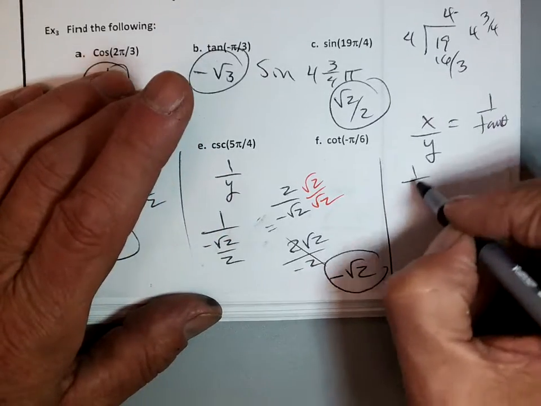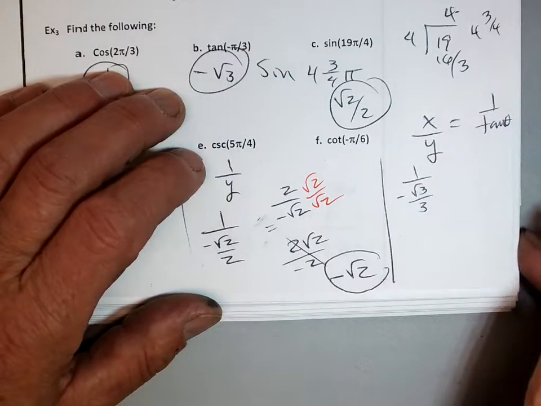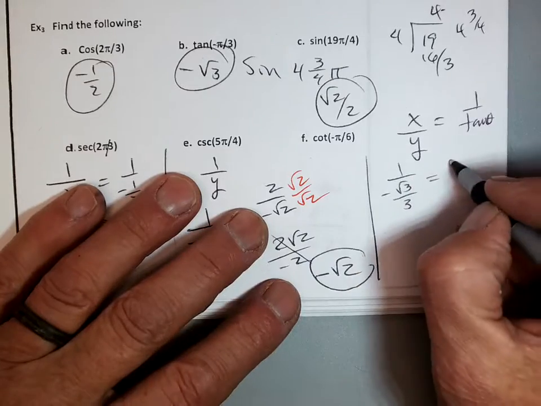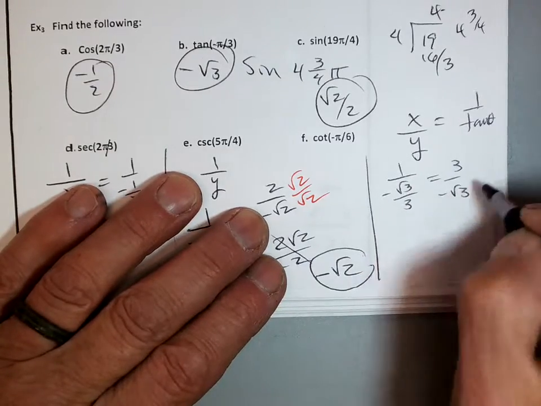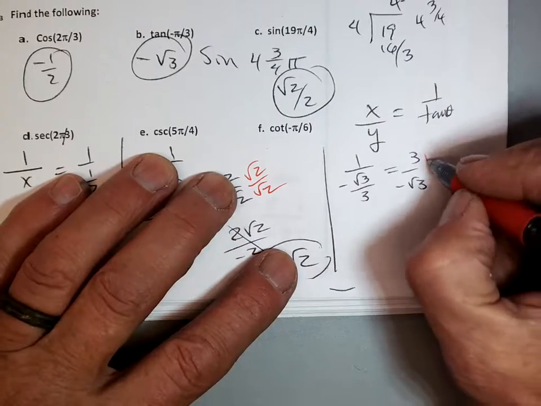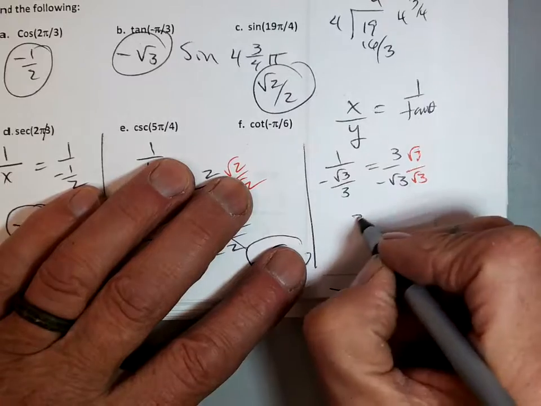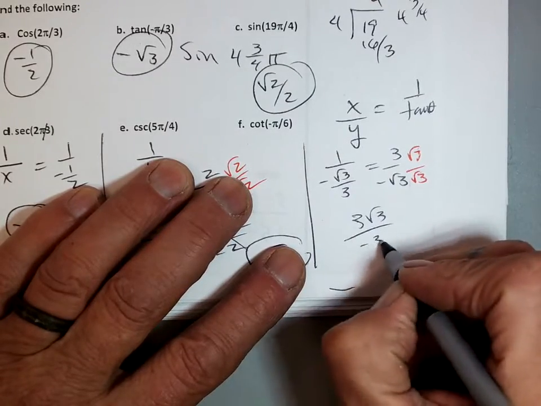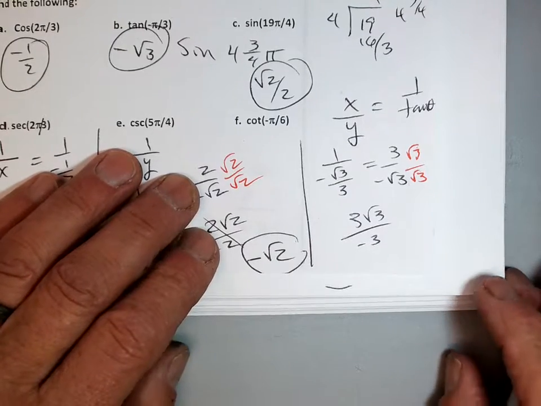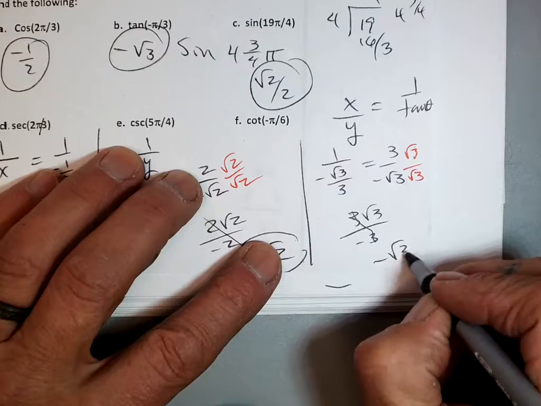So it's 1 over my negative square root of 3 over 3, which becomes a flip, because of the 1 over. 3 over negative square root of 3, right? Fix the problem with the problem, right, Zoe? Yep. Square root of 3 over square root of 3. Wind up with 3 square root of 3 over negative 3. Am I going too fast? Am I doing okay? Not too fast? 3's cancel. Negative square root of 3.